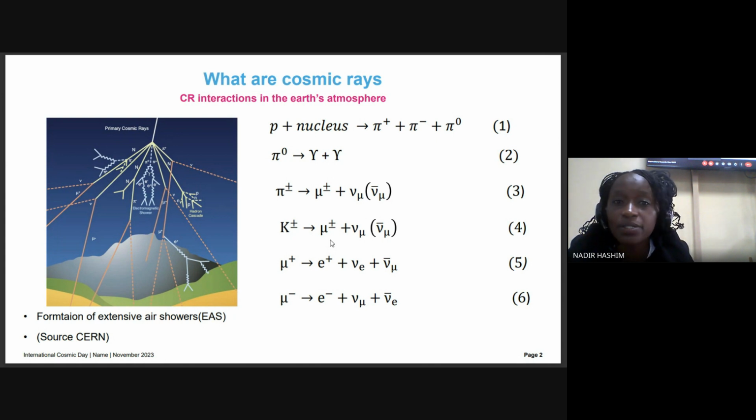The neutral pions decay to gamma rays, and the charged pions decay to muons. And then finally, these muons decay to electrons and positrons and antineutrinos and neutrinos.